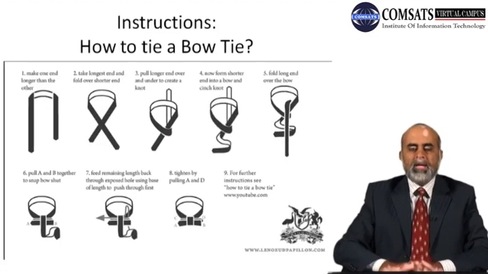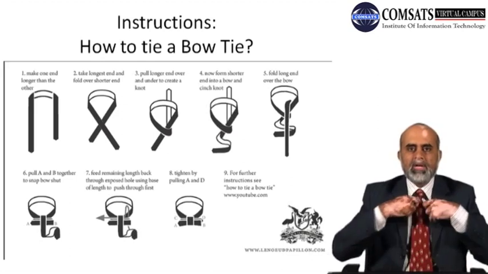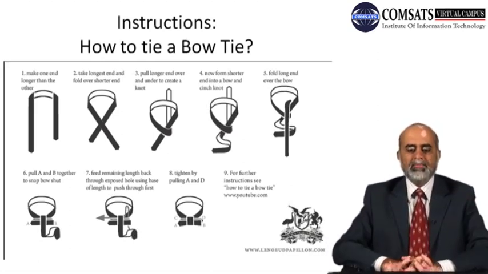Okay, now let's look at another set of instructions. This time we are going to learn how to tie a bow tie. There are different kinds of ties. We have a necktie, as I am wearing one. We also have a bow tie that some people wear. If you look at this screen here, you will find that there are 9 steps to doing it, and you have a picture almost for every step.